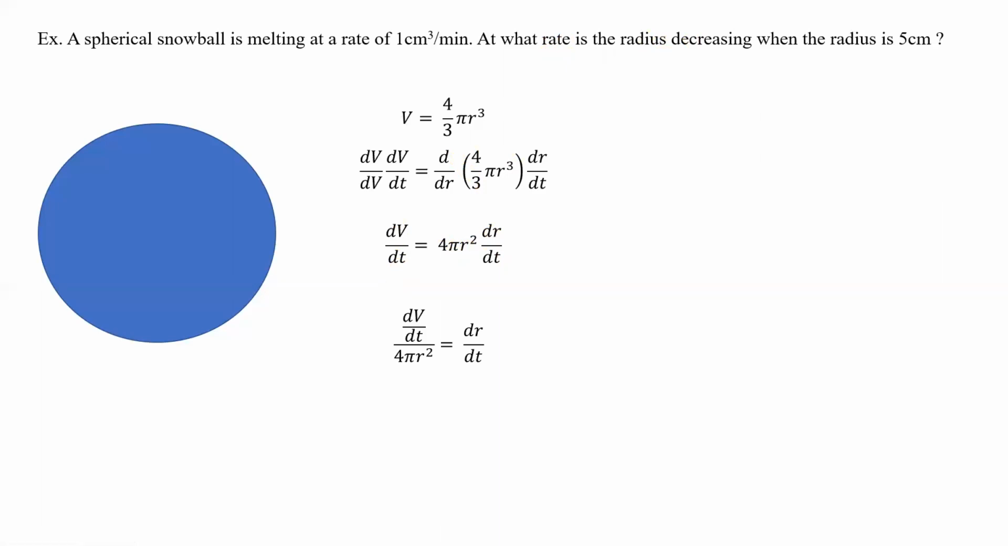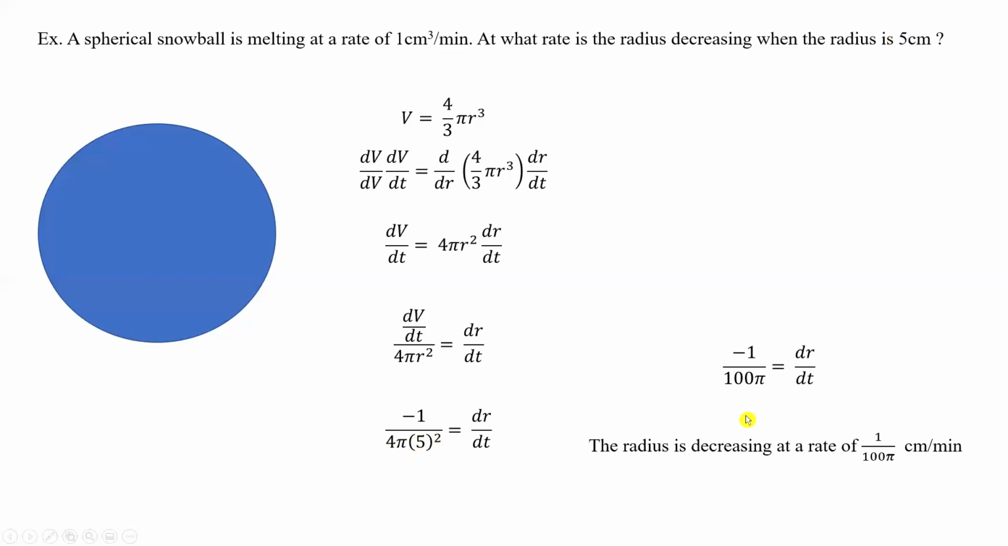Now let's see what we know. Spherical snowball melting at a rate of 1. So we can put the 1 in. And because it is melting, it's getting smaller. It'll be a -1. R would be 5. So we'll put 5 in for R. Let's check that again. Change in volume over time. Melting at a rate of 1 centimeter cubed per minute, so losing 1 every minute. R, 5, we'll put that in. 5 squared is 25, times 4 is 100.